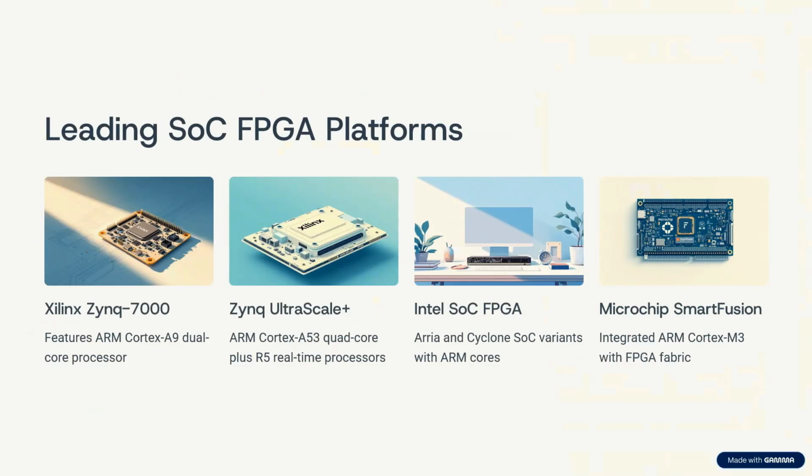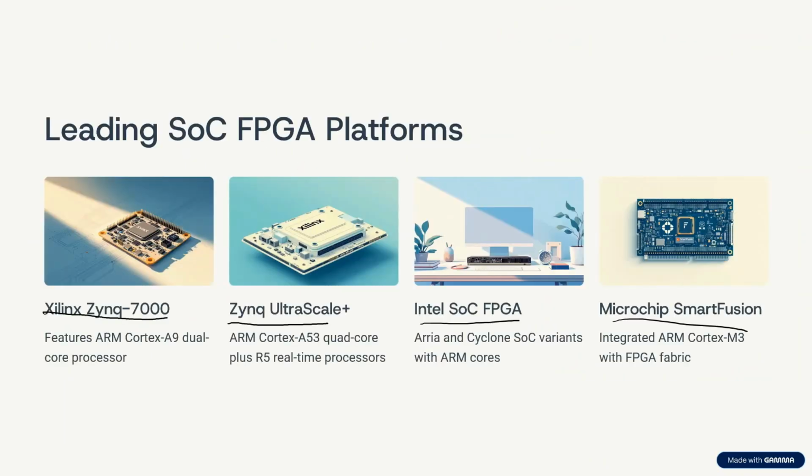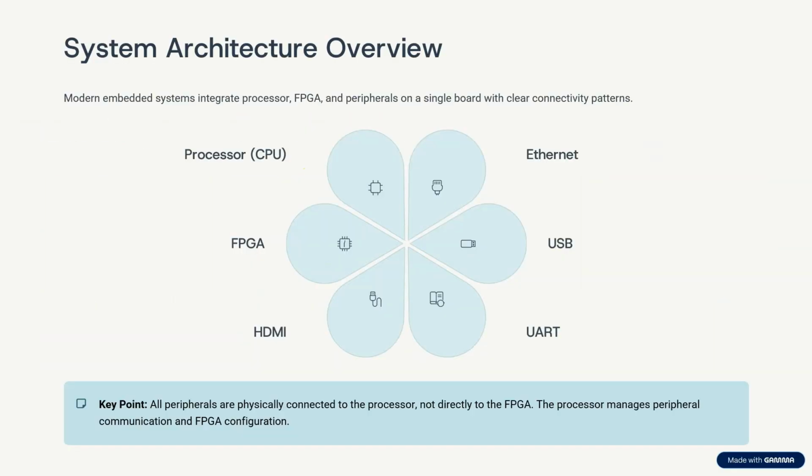Now, the leading SoC families are Xilinx Zynq 7000 and Zynq UltraScale Plus, Intel SoC, and Microchip SmartFusion. These are the categories where you are going to have PS and PL fabrication. Now, the main thing we need to understand is that modern embedded systems integrate processor, FPGA, and peripherals on a single board with clear connectivity patterns. We are going to have a processor, that is our CPU, and a FPGA, and we are going to have HDMI ports, UART ports, USB, Ethernet, everything on a single chip.